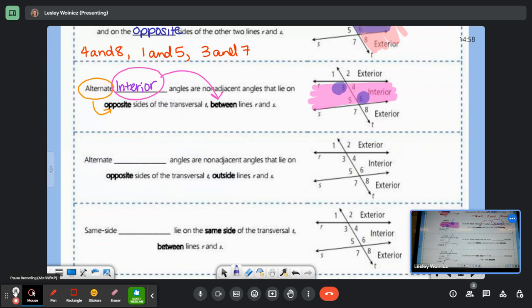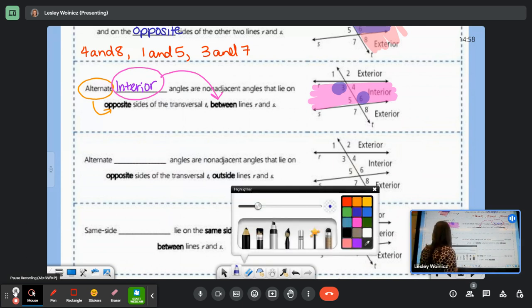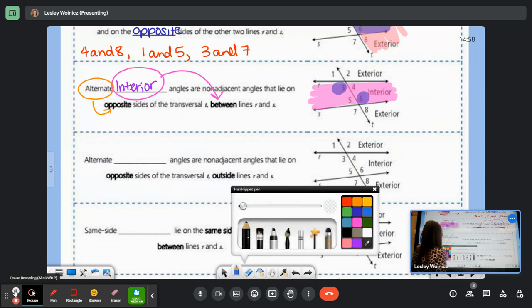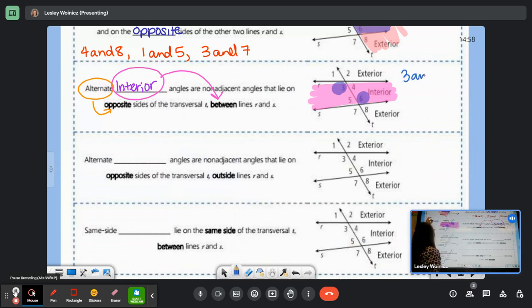Everybody see them? Yeah. Okay, so what is the other pair of alternate interiors? Correct. 3 and 6, 4 and 5. Okay. All right. I'm not gonna go back and fix this right now, but I really should have been putting angle 3 and angle 6, angle 4 and angle 5.